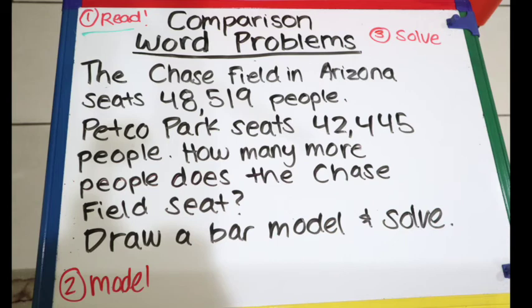Written in red marker are your steps. So first you're going to read, and then as you're reading you want to highlight, underline the important details. And don't forget to ask yourself, what is this word problem asking me? Then you're going to move on to your bar model. And then lastly, you are going to solve the problem. Good luck, guys. I know you got this.